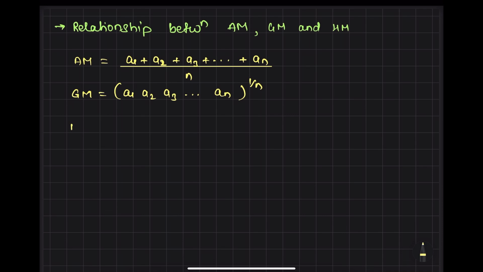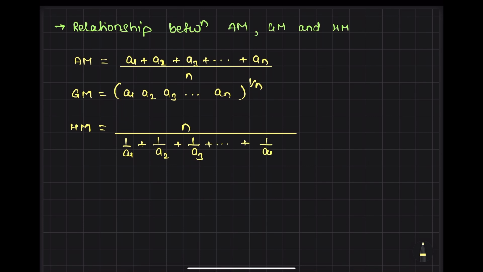Then we have the harmonic mean. What are we supposed to do? Just write n in the numerator and then the sum of the reciprocals of the elements in the denominator: 1 by a1 plus 1 by a2, 1 by a3 plus dot dot dot plus 1 by an. So this is how you will have AM, GM and HM.